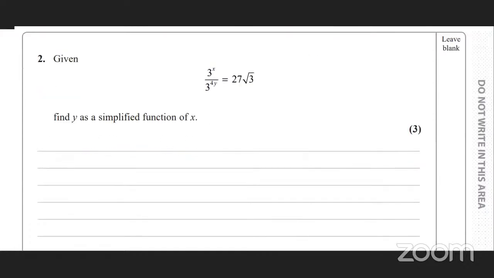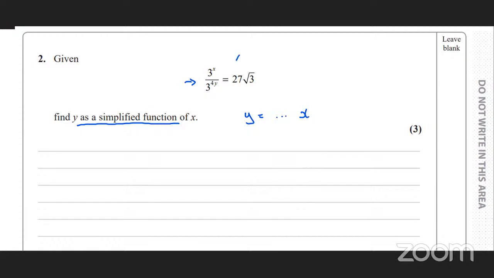So this is the second question. Given that this is an equation, find y as a simplified function of x. Now they want us to find y equals something that has x, right? This is a basic understanding of the question.